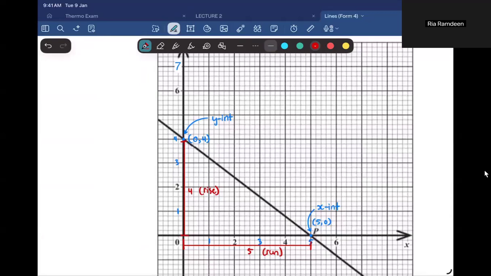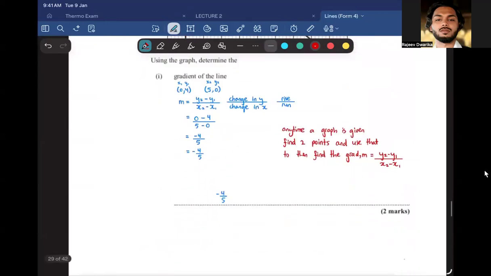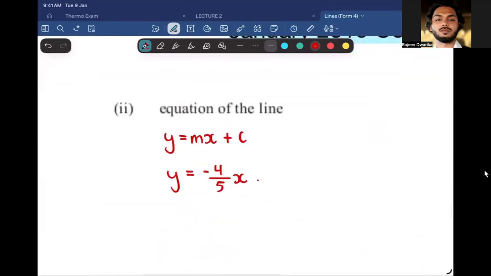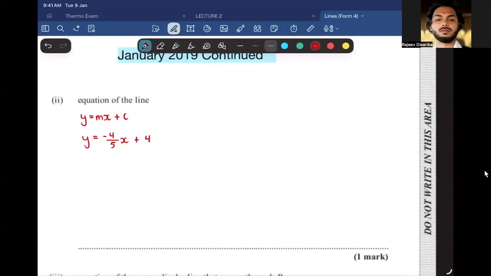The line cuts the y-axis at 4, so the y-intercept is 4. That's the answer. Anytime you see 1 mark, you don't have to do any working. You could figure it out immediately. You don't have to overthink it.